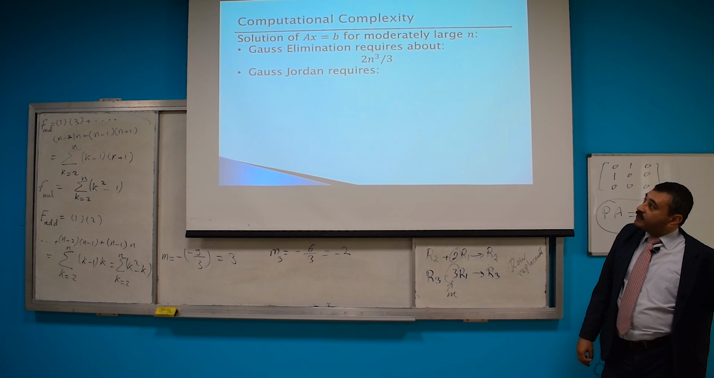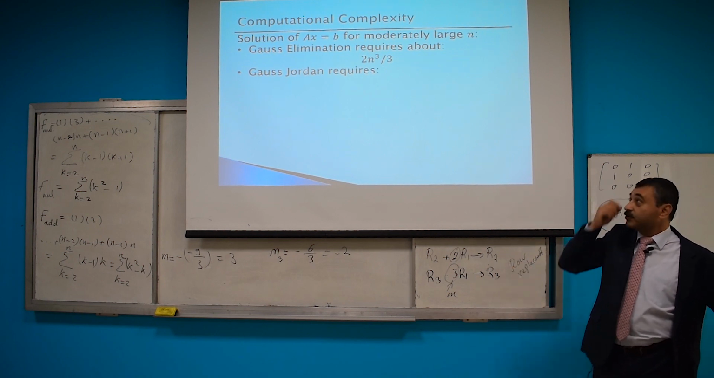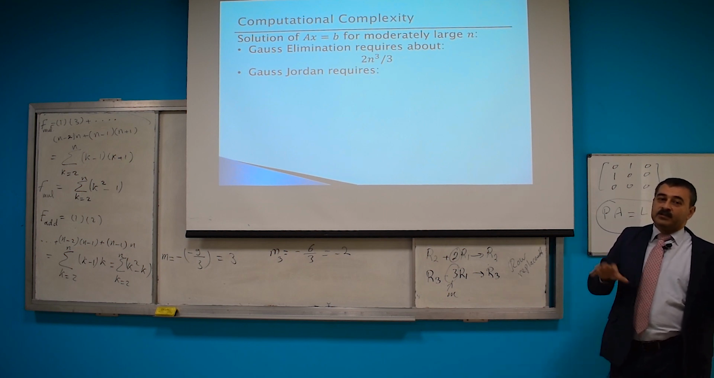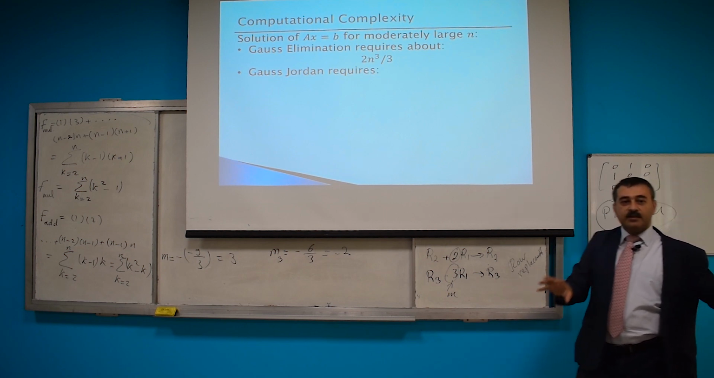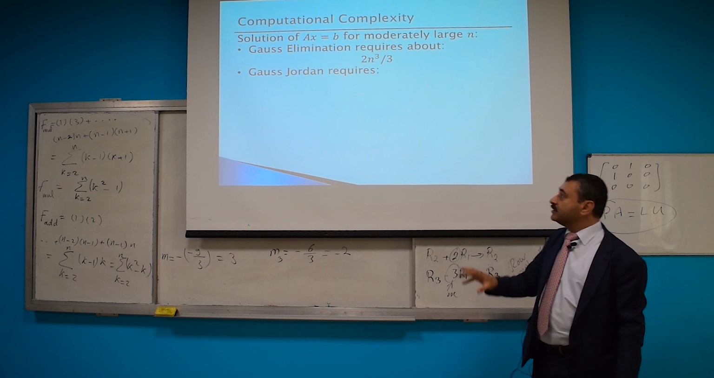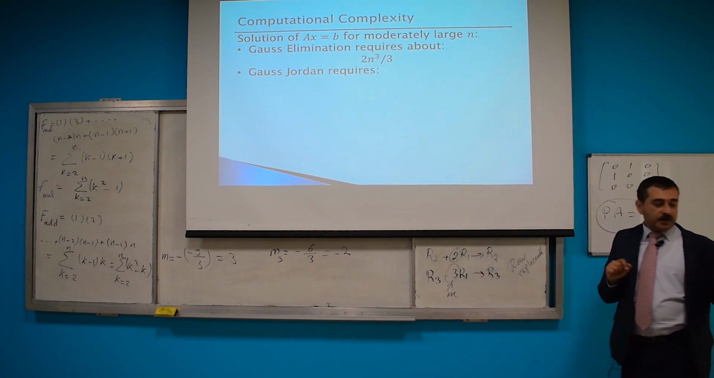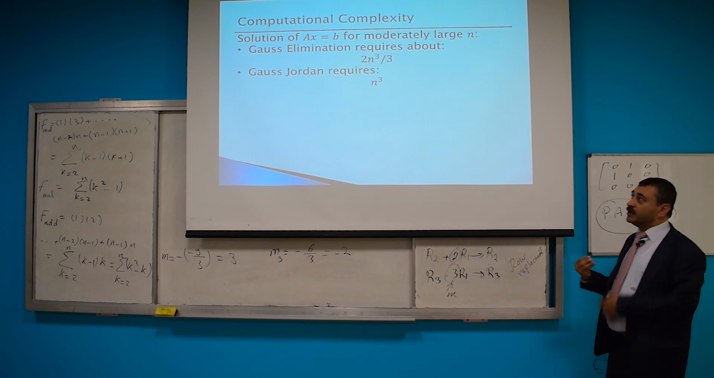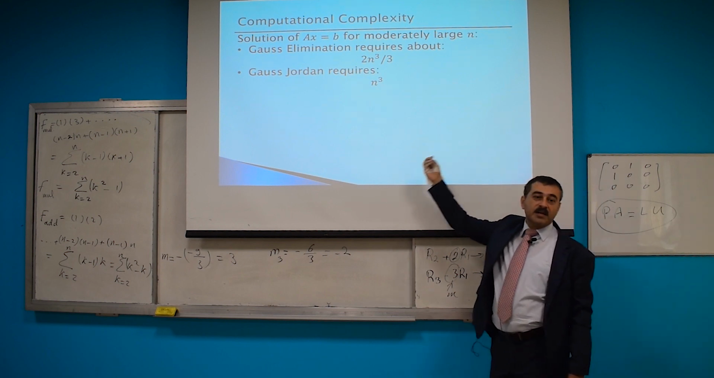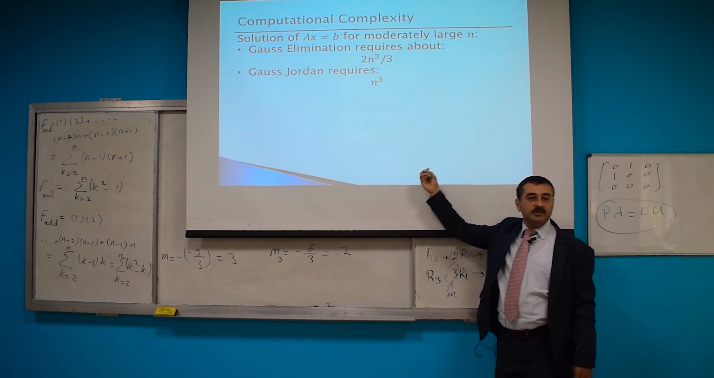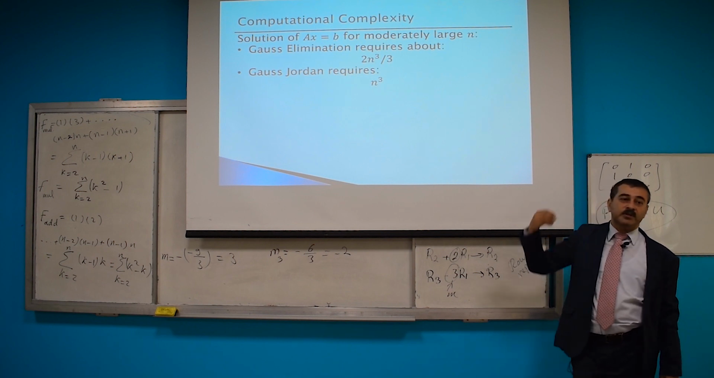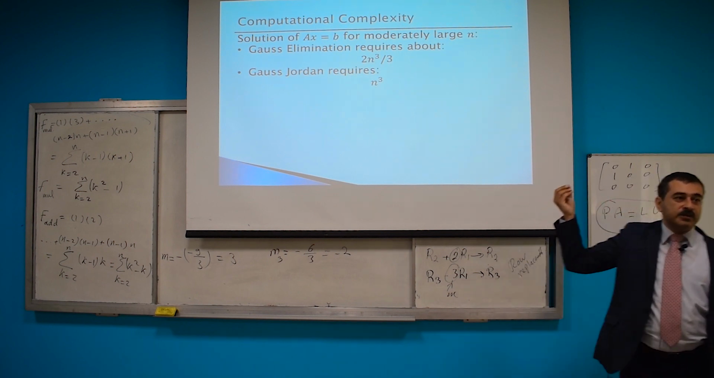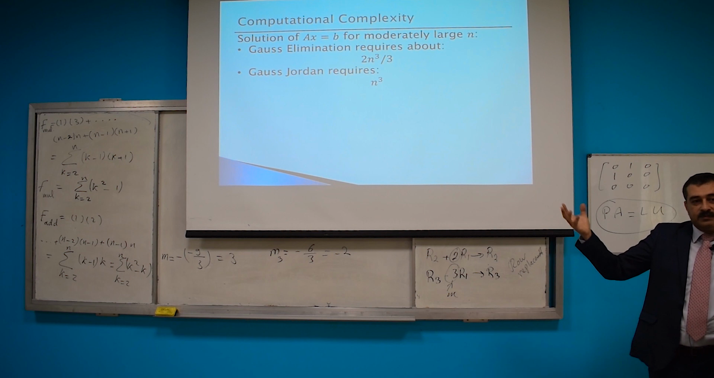If you do the same for other methods, do the same procedure as I did here for Gauss-Jordan, for example, to solve a system of linear equations, Ax equals b, where A is n by n, and you count the number of flops, it would be of order n cube. So this is why we say that it is preferred to use Gauss elimination with back substitution rather than Gauss-Jordan, because it is faster according to the number of flops.